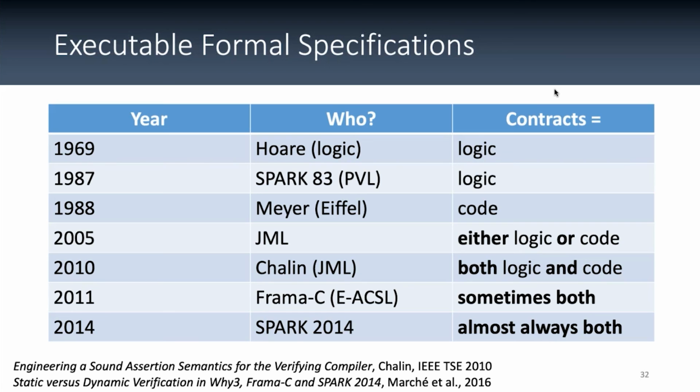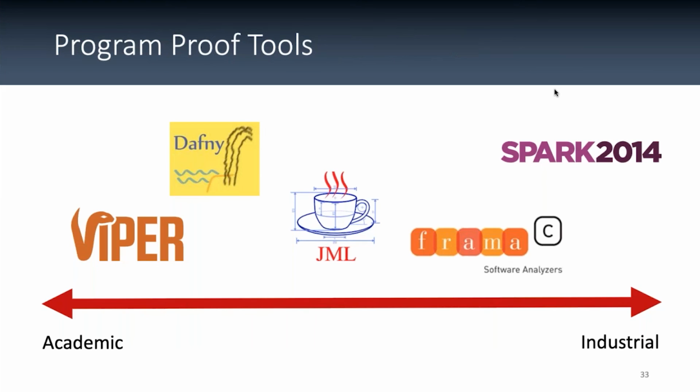So this is a short history, but just to show that the general move is towards being able to specify and test the same thing. Finally, on this scale of being rather academic or industrial, there are various tools for program proof, and today Spark is the most industrial of them.